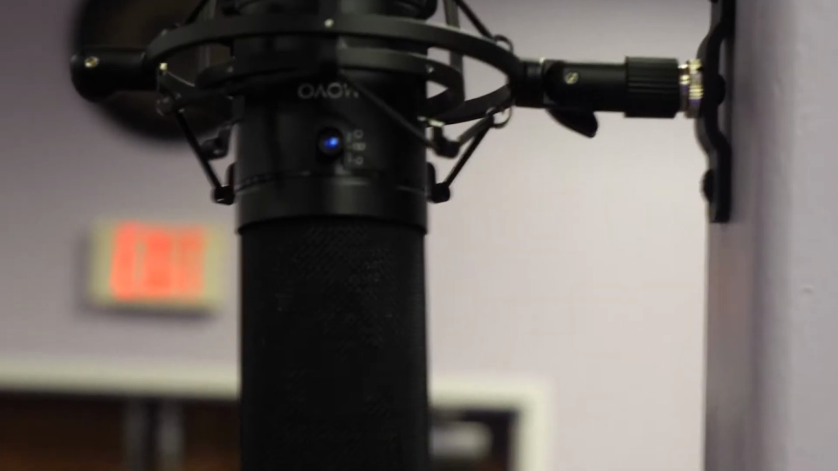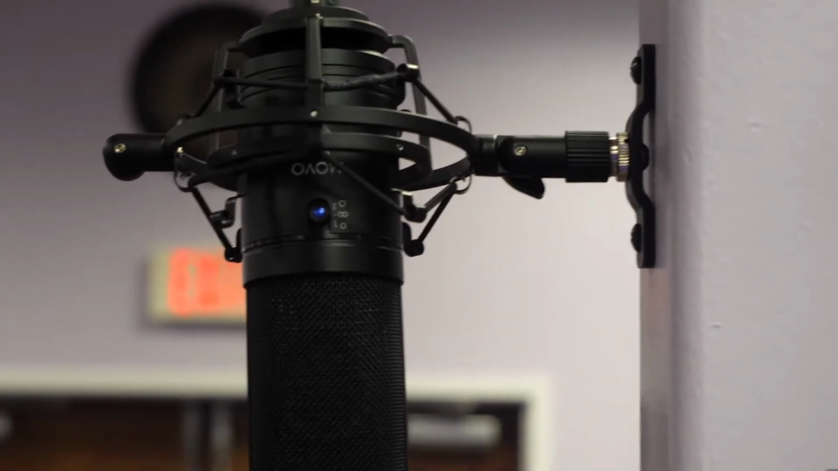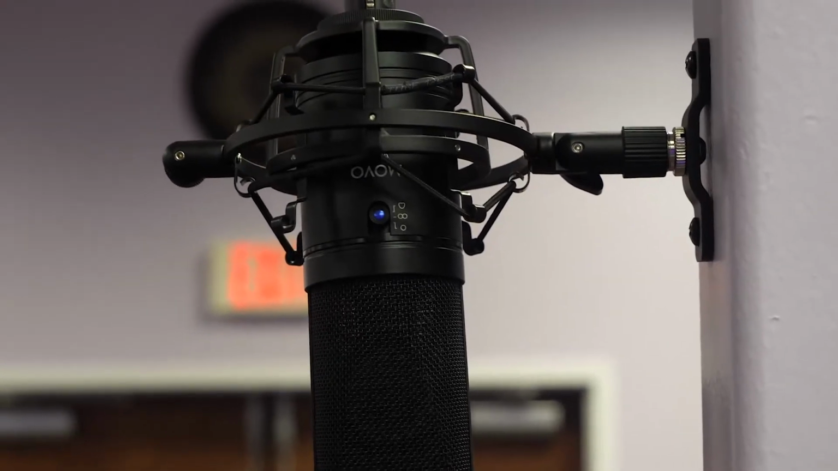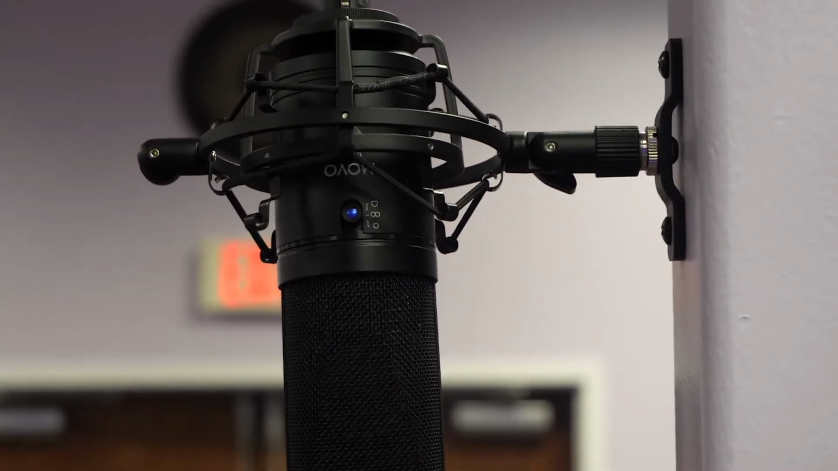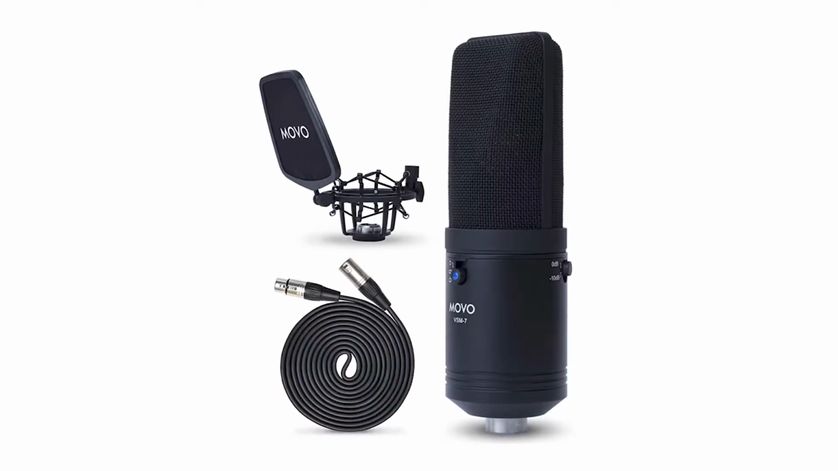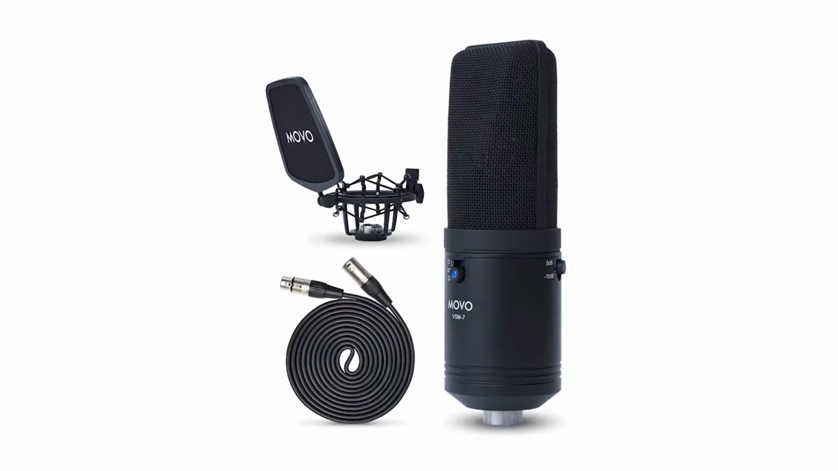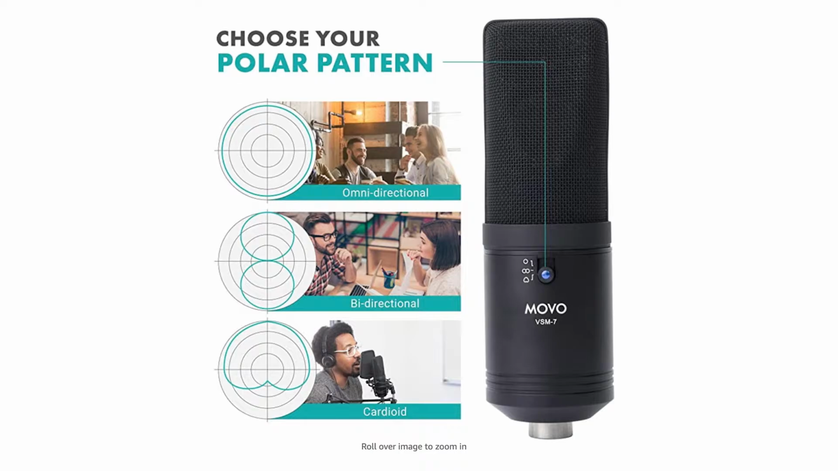So this is the Movo VSM-7. It's a large diaphragm, multi-pattern studio condenser microphone. It does come with the shock mount and the pop filter. We don't use it for our application, but it does come with that. It also comes with the XLR cable as well. If you're considering it, just know that those things come along with it, and I will put a link in the description. So we actually have our setup as a bidirectional, or sometimes called a figure 8 pattern, and it allows us to capture audio on both sides of the room.